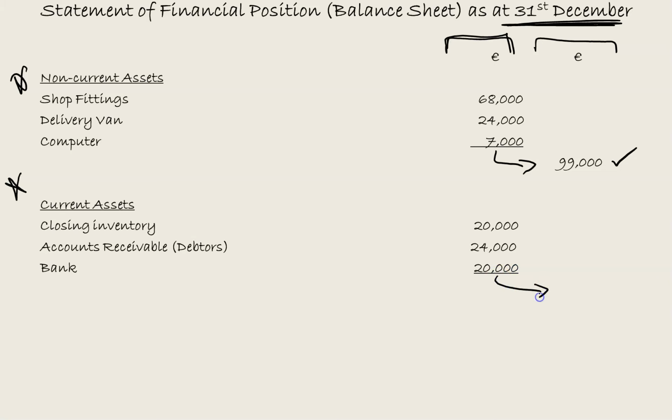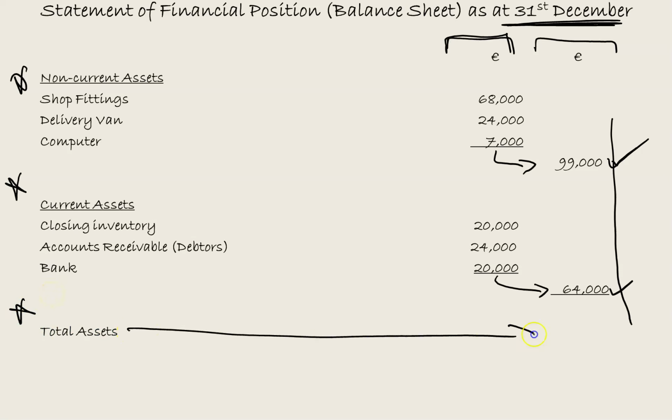So I'm going to add those up and bring the total out to the right-hand column, line it up underneath the total figure for the non-current assets. So that's 64,000. So now I have my 99,000 of non-current assets plus 64,000 for the current assets. And if I add those two together, I'm going to get my total assets. So I'll add the whole thing up over here, and it comes to 163,000. So total assets come to 163,000. And remember, this represents the assets that Mr. Green owns on the 31st of December.